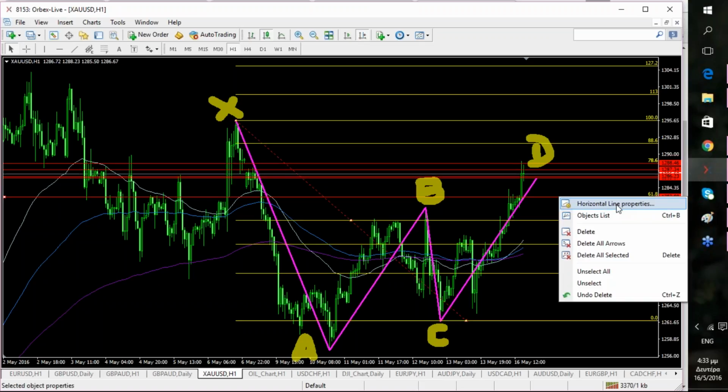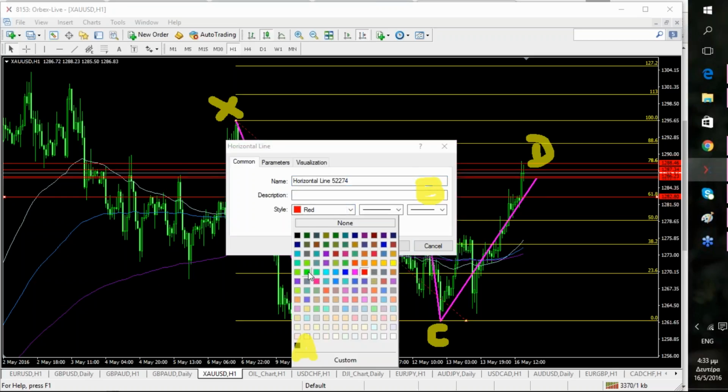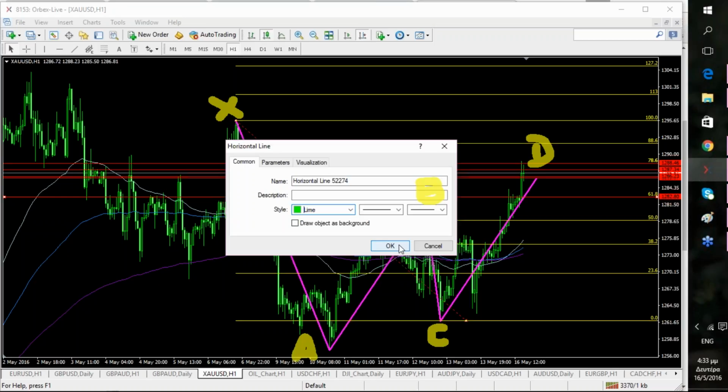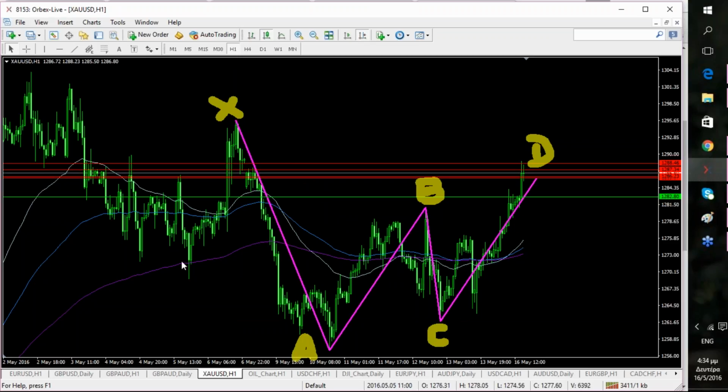So I'll just mark that in a different color as a potential sell area once price reaches that area. But of course I would then adjust that based on the psychological number. As you can see, that is bang on the psychological level 1282.80, so 0.70 would be an ideal selling area.